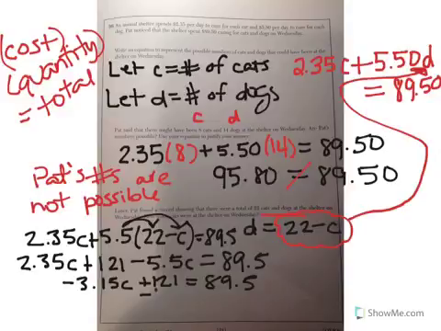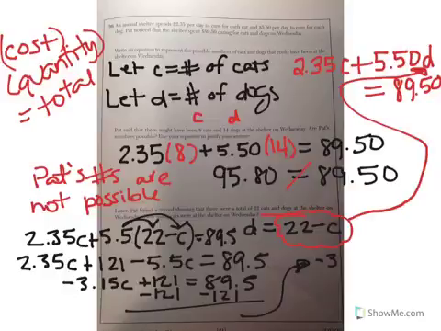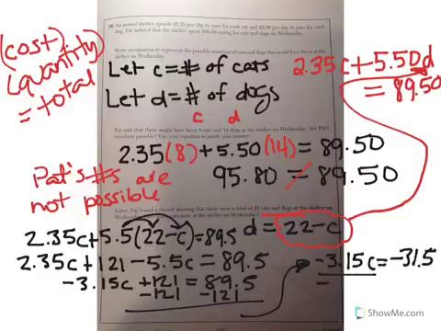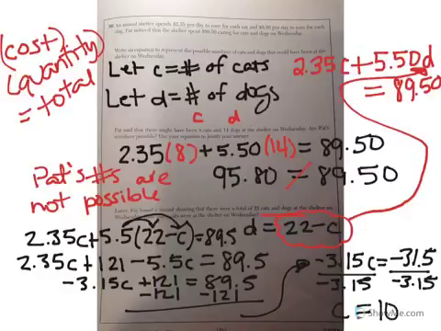Now we have to subtract 121 so that we can get C alone. Bring it up here. And we'll end up with negative 3.15C equals negative 31.5. Divide by negative 3.15 to get C completely alone, and we'll end up with C equals 10. So that means that there were 10 cats.